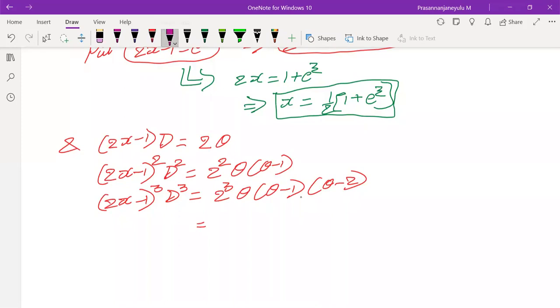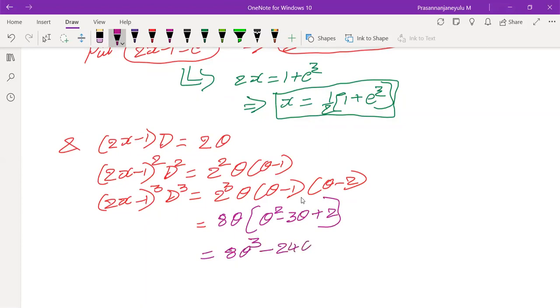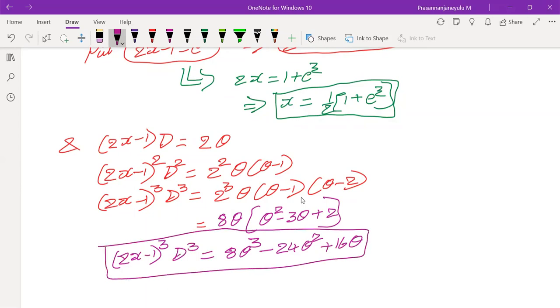If we simplify this, what is it going to become? 8 into theta into (theta minus 1) into (theta minus 2). Theta minus 1 into theta minus 2 is theta square minus 3 theta plus 2. Multiply with this 8 theta, what does it become? 8 theta cube minus 24 theta square plus 16 theta. This is the value of (2x minus 1) whole cube into D cube. This is what we are required to substitute in our problem, and this is also required to substitute in our given problem.